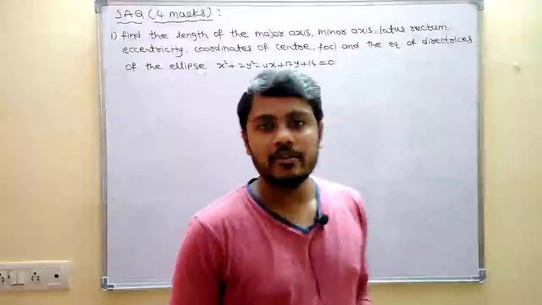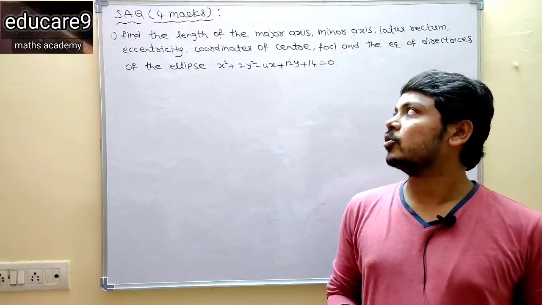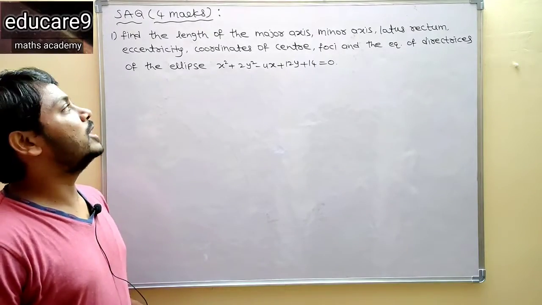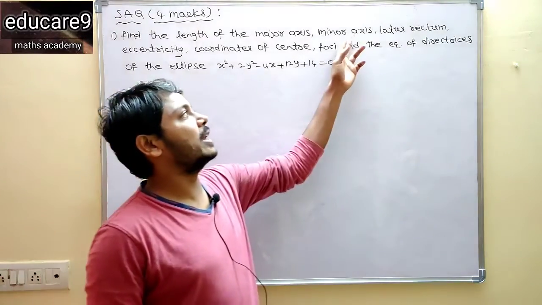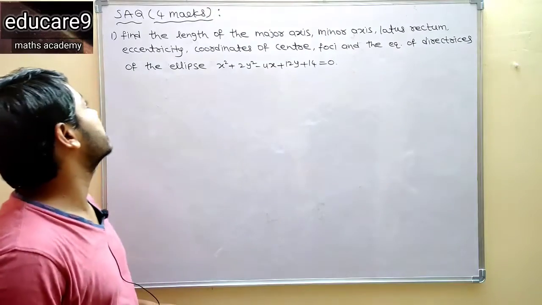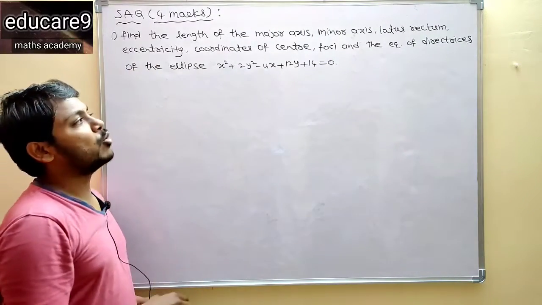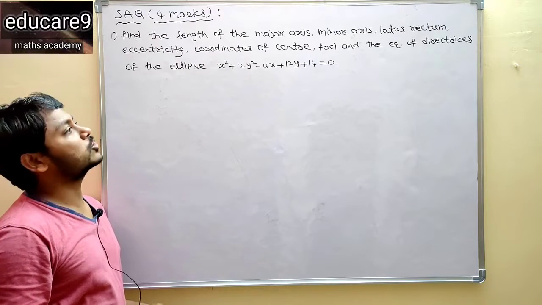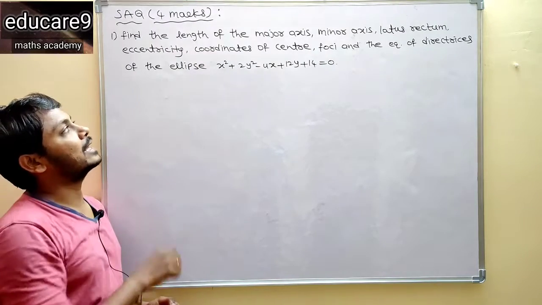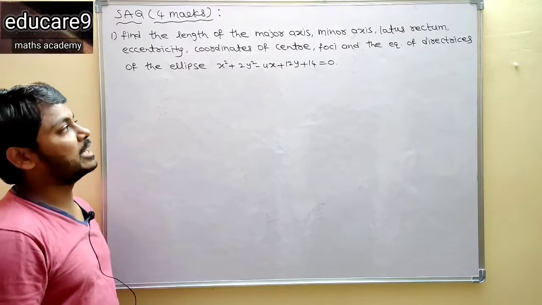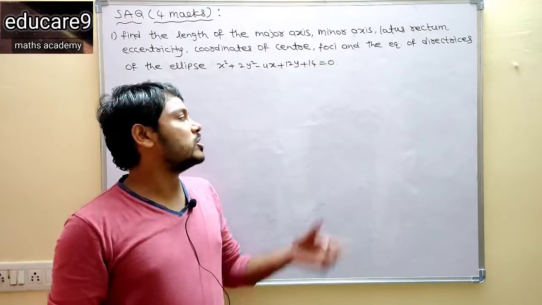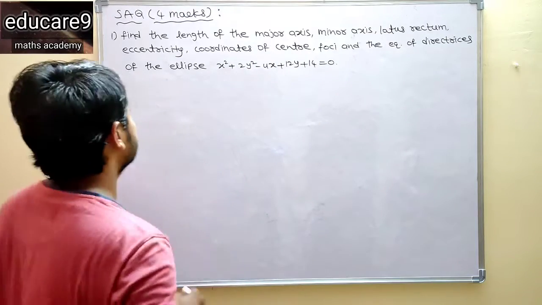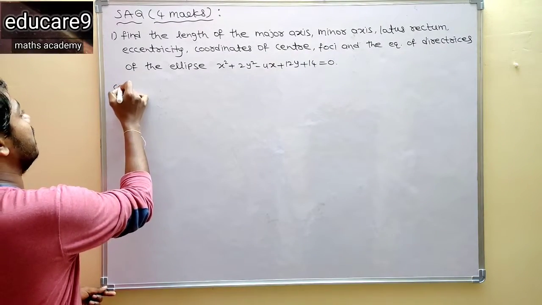Hi everyone. For this session we will discuss a few 4 marks problems. So see the first problem. Find the length of the major axis, minor axis, latus rectum, eccentricity, coordinates of the center and foci, and also the equation of the directrix of the ellipse whose equation is given. So using this equation we can find all these. See here. So what is the given equation?